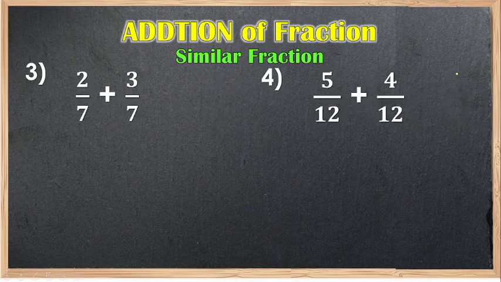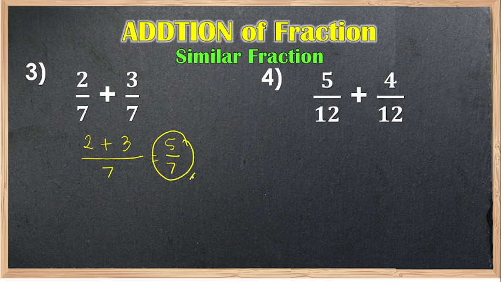Okay, let's try another example. Number 3. 2/7 plus 3/7. As you can see, the denominators are the same. Therefore, they are similar fractions. So, we have 2 plus 3. Then copy the denominator 7, because they are the same. 2 plus 3, the answer is 5. Then copy the denominator 7. Therefore, the final answer is 5 over 7.